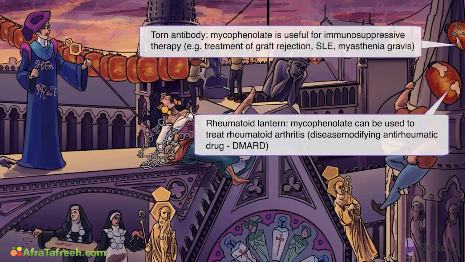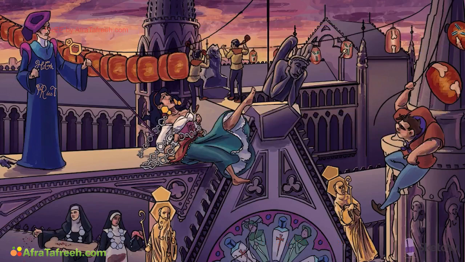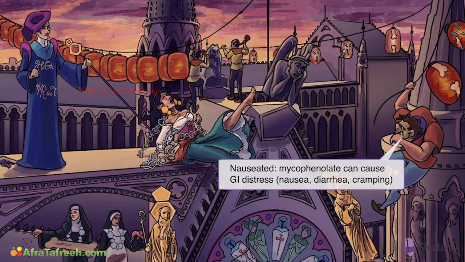For instance, mycophenolate is used in the management of solid organ transplant rejection, as well as both acute and chronic graft versus host disease in bone marrow transplant patients. Newer immunosuppressant applications for mycophenolate include lupus nephritis, rheumatoid arthritis, inflammatory bowel disease, and some dermatologic disorders. GI distress is very common with mycophenolate therapy and manifests as nausea, diarrhea, and abdominal cramping. Yeah, he's looking a little queasy up there.